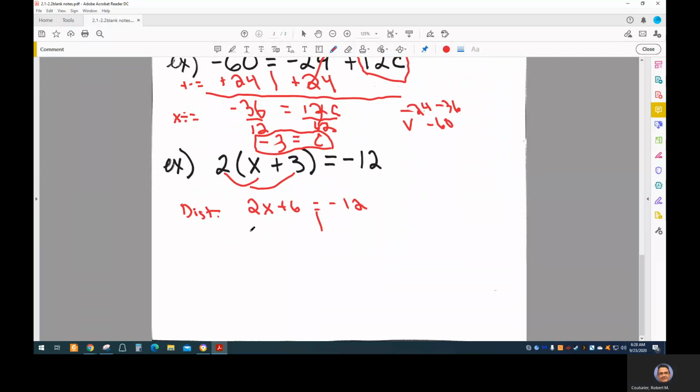Now we have to look and say, I can see that this is stuck together. I cannot move this, so this has to go away first. The opposite of addition is subtraction. All right, so negative 12 plus a negative 6. Two negative numbers together become a bigger negative number. 12 and 6 make 18. These will cancel, and I'm left with a 2x.